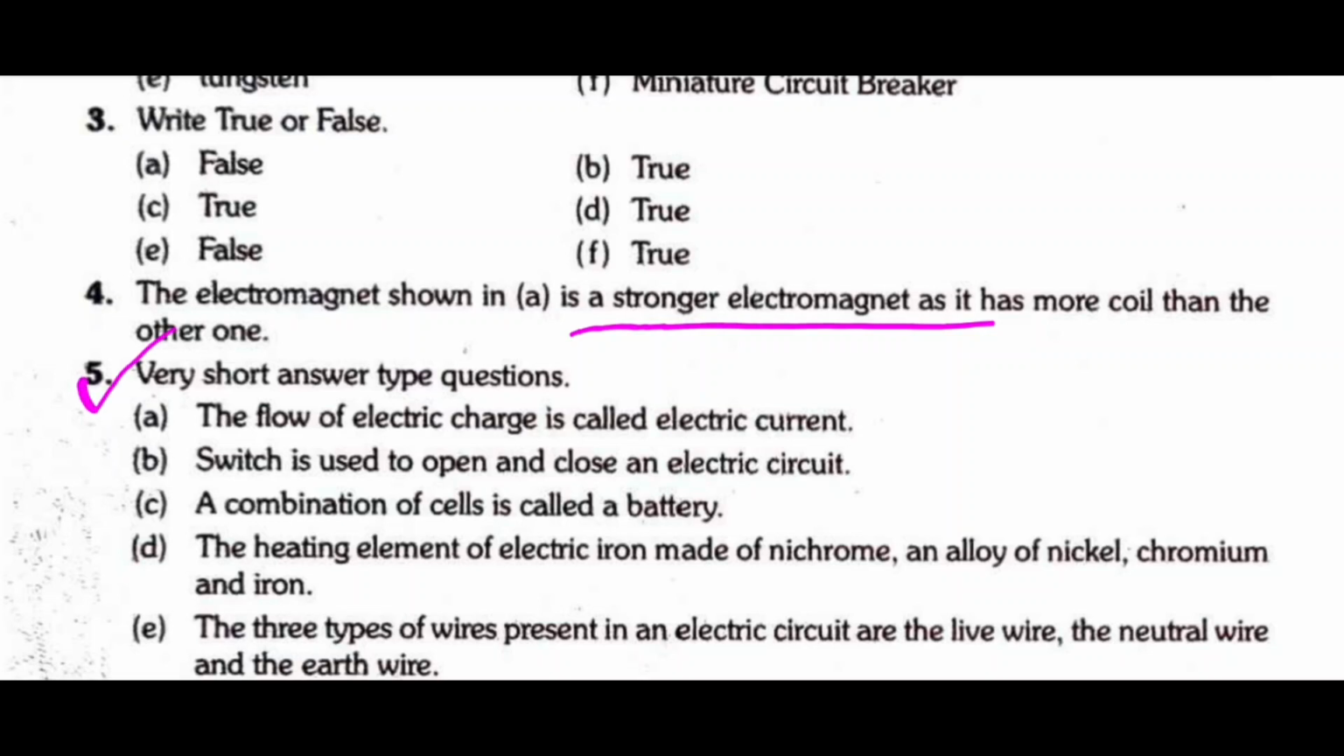First question: what is the flow of electric charge called? The flow of electric charge is called electric current. Then question number B, what is used to open and close an electric circuit? A switch is used to open and close an electric circuit. Question number C, what is a battery? A combination of cells is called a battery. D, what is the heating element of an electric iron made of? The heating element of an electric iron is made of nichrome, an alloy of nickel, chromium and iron.